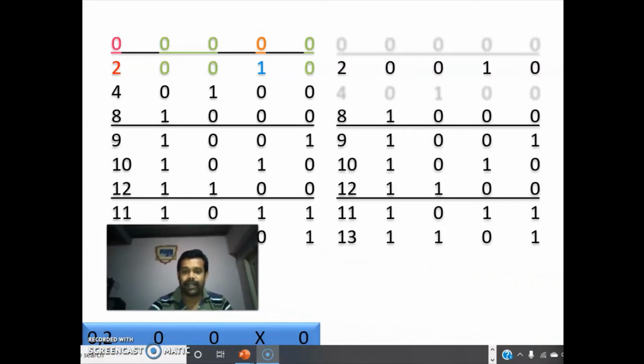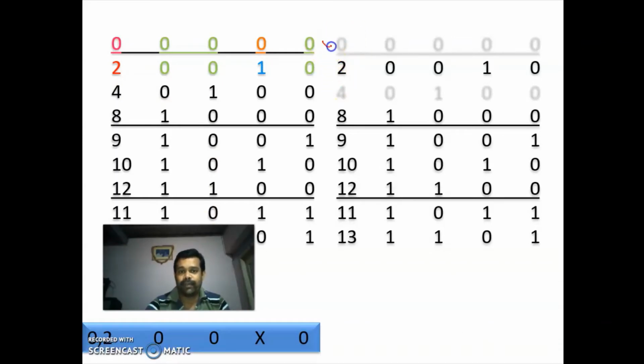Next, we are going to compare. First, we have compared 0 with 2. Next, we are going to compare 0 with 4. We have finished 0 with 2. After that, we are going to compare 0 with 4. These two bits are same. Here it is differing, so you put an x. So here it is same.